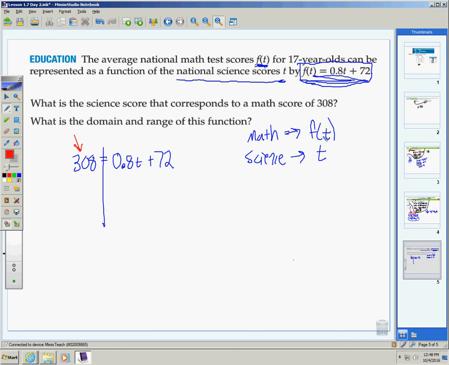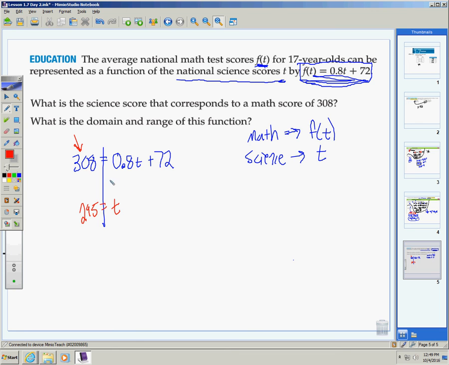And then we would just solve this, and I'm not concerned with you going through and actually solving this right now, since we haven't talked about it. If you know how to do it, go ahead. I'm not even going to show how you would solve it right now, because I don't want to confuse anybody. But your answer would just be that the science score would be 295. So a science score of 295 would give you a math score of 308.